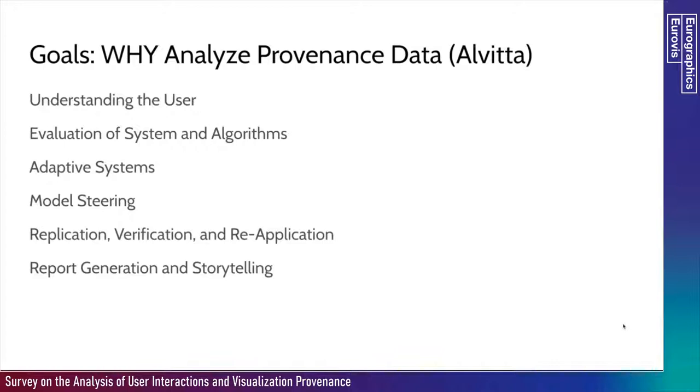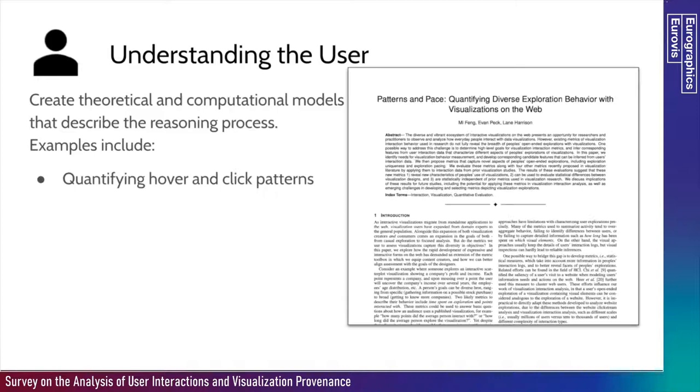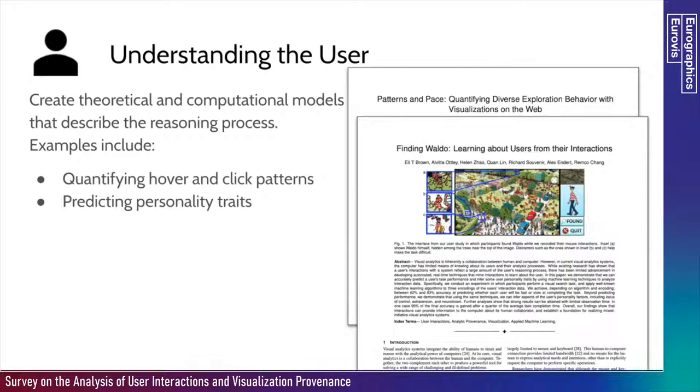There are many reasons why researchers and practitioners analyze provenance data. We highlight 6 common categories in the paper. We begin with understanding the user. Here, the goal is to create theoretical and computational models that describe the reasoning process. Examples include quantifying hover and click patterns, predicting personality traits, uncovering exploration bias, and modeling attention.